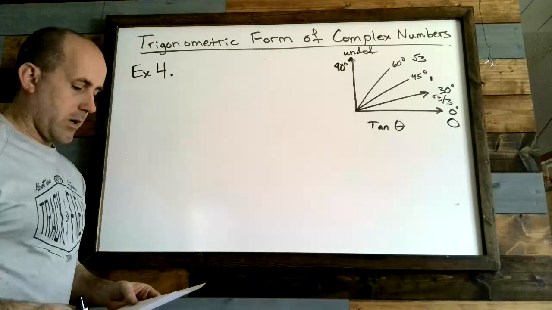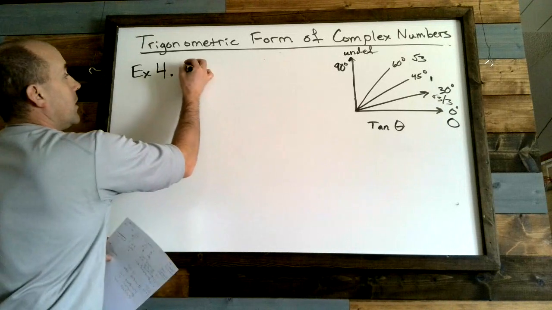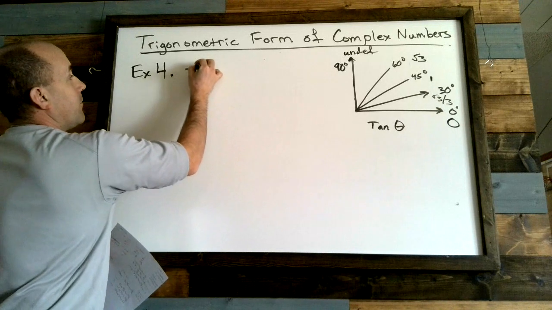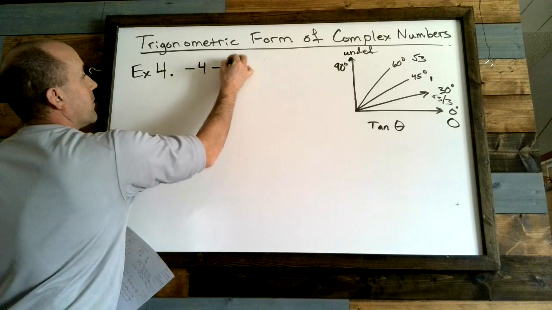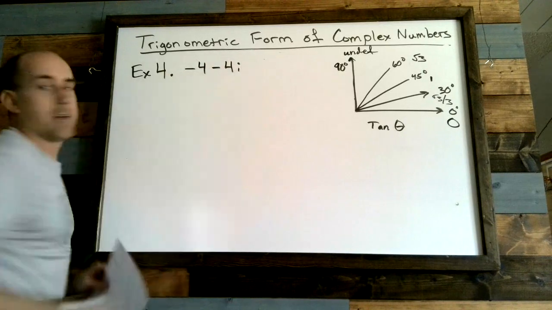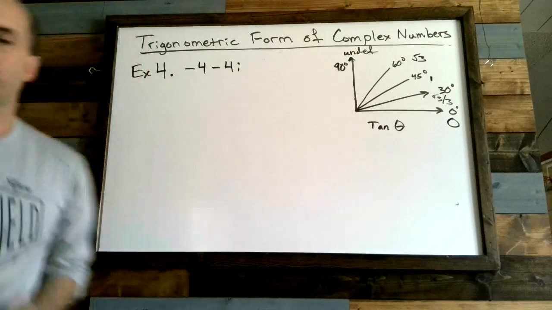Example number 4, we are going to do negative 4 minus 4i. Negative 4 minus 4i.